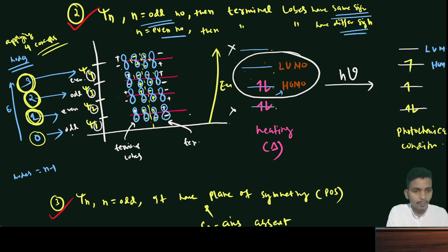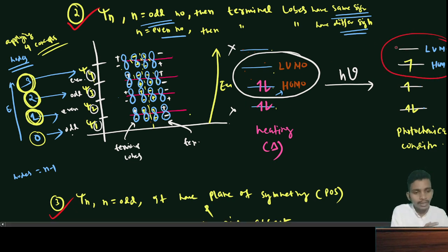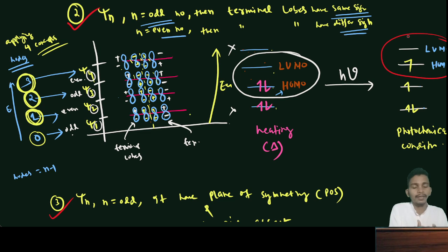So for photochemical conditions, these are the frontier orbitals. If you know only these frontier orbitals, then we can easily analyze the reactions. We do not need to know about the others. Only frontier orbitals are needed to analyze any organic reaction, because only these frontier orbitals participate in the reactions, and other orbitals will not participate.